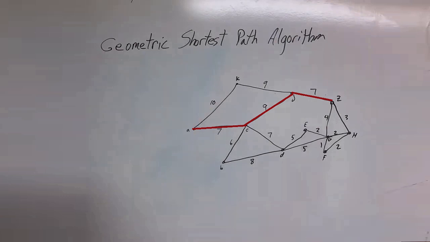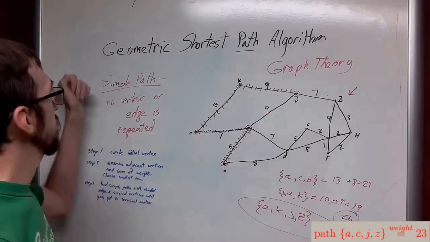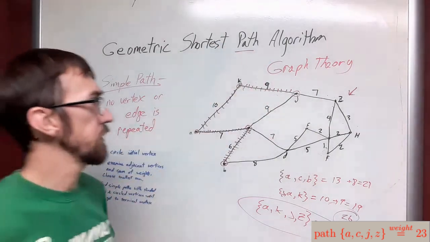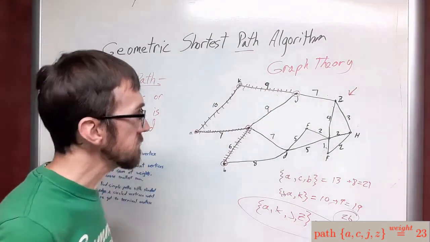Another path that I missed originally but was discovered by one of my college students, Monica C. There is a path ACJZ, which gets us from our initial vertex to our terminal vertex. And this has a better weight. This has a path weight of 23, which is our geometric shortest path. So this is our shortest simple path within this graph.